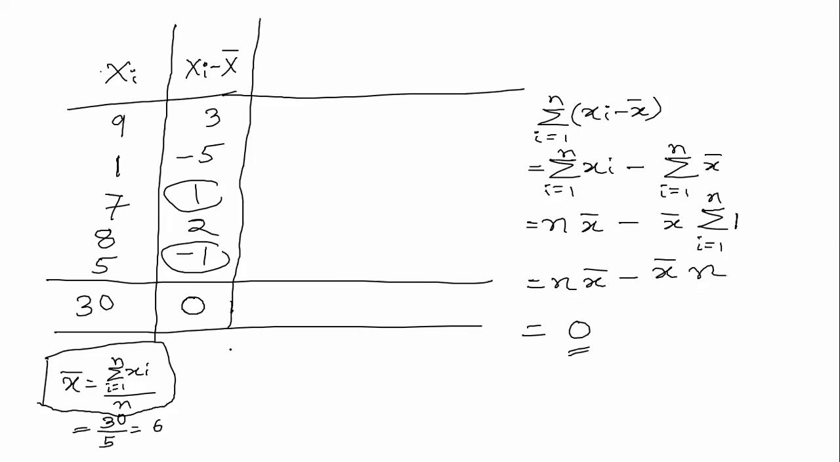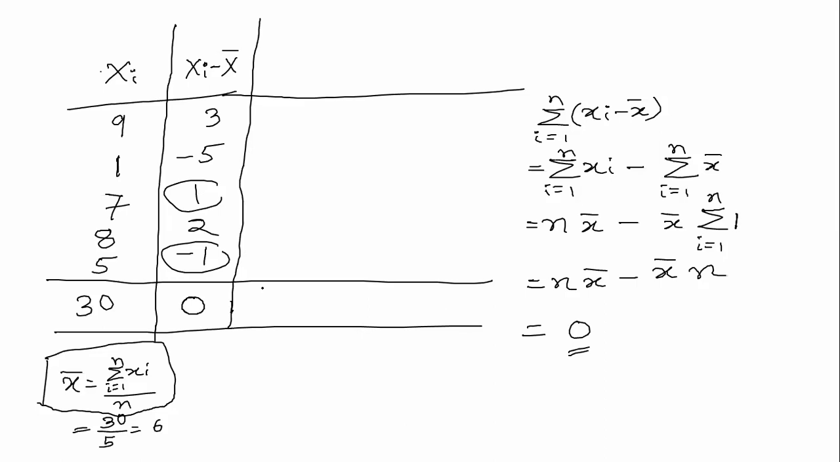So you can consider any number of observations in that raw data, find xi minus x bar and add, and it will be 0. It is quite possible that x bar may not be an integer, still the summation is going to be 0. So that is the problem.